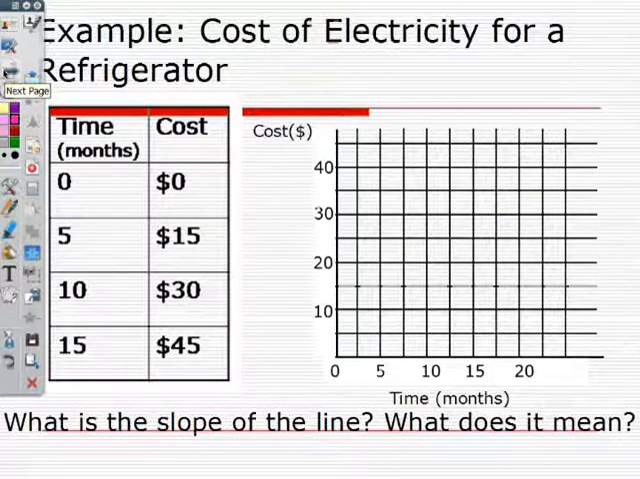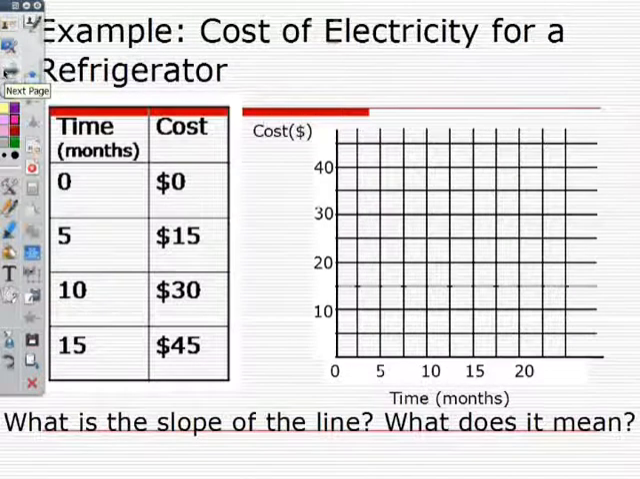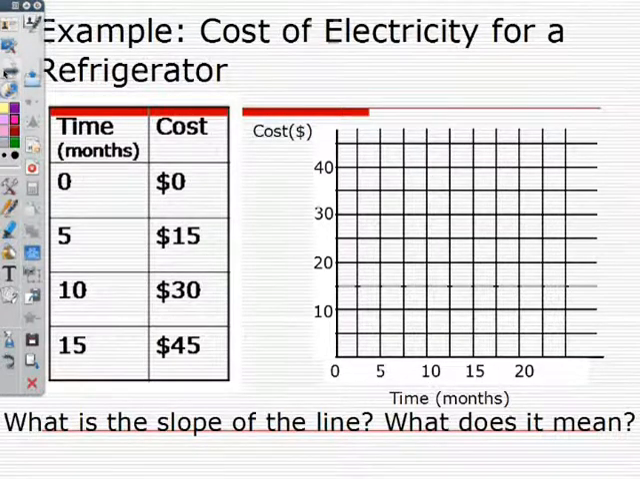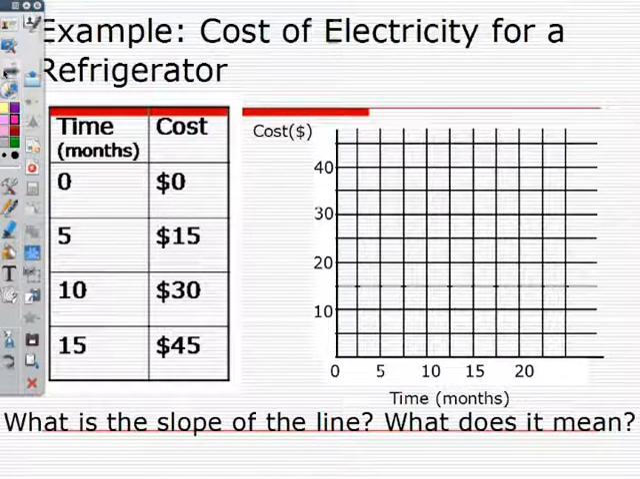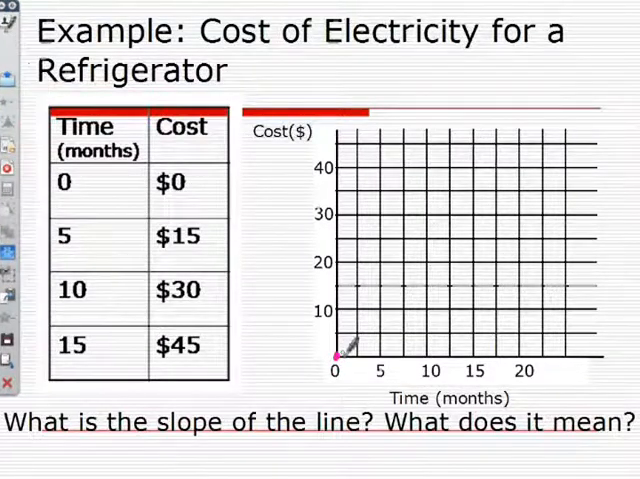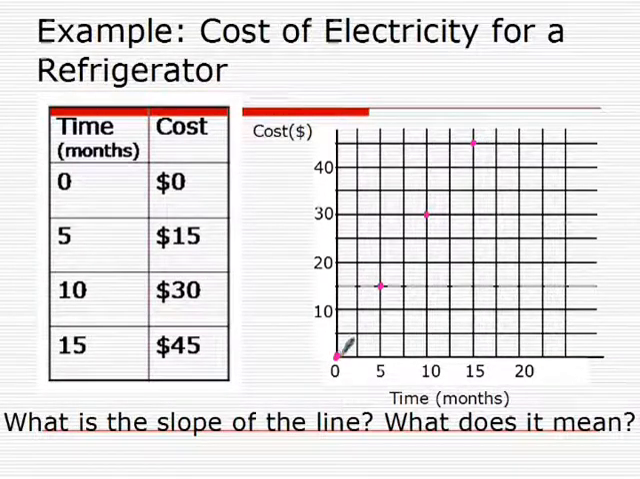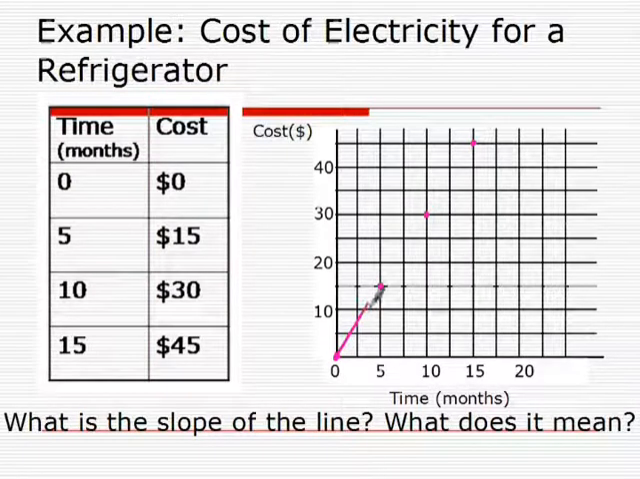Cost of electricity for a refrigerator. We've got our data here. We're going to graph it. You're going to graph it too. So grab that graph paper back. Sketch it if you don't have any. Graph paper is better. (5, 15), (10, 30), (15, 45). We're looking at the time in months and its cost. So let's go ahead and we'll draw the line. You should use a ruler, but I'm not going to because I forgot.